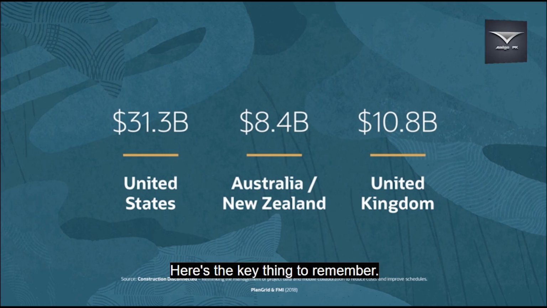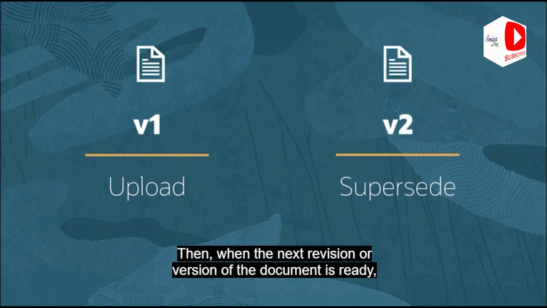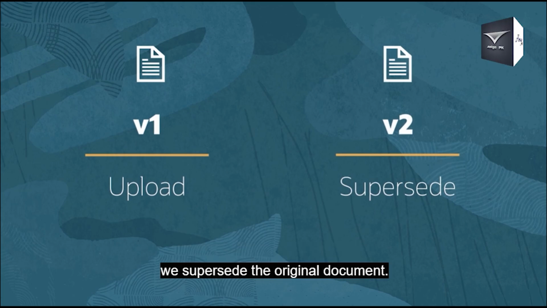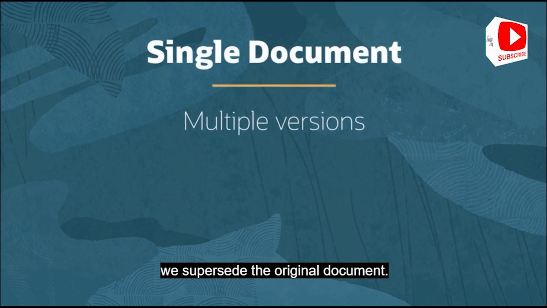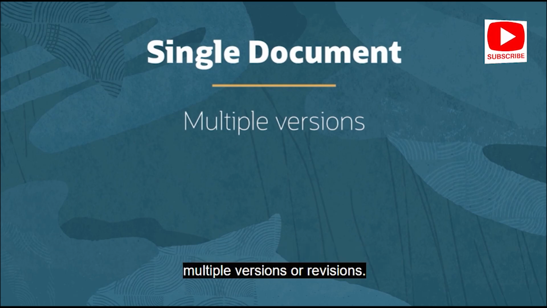Here's the key thing to remember. When you add a document for the very first time, you simply upload it. Then, when the next revision or version of the document is ready, we supersede the original document. What we end up with is a single instance of each document that contains multiple versions or revisions.